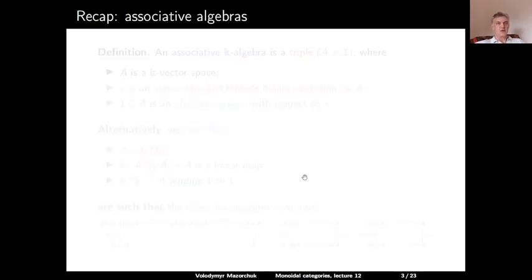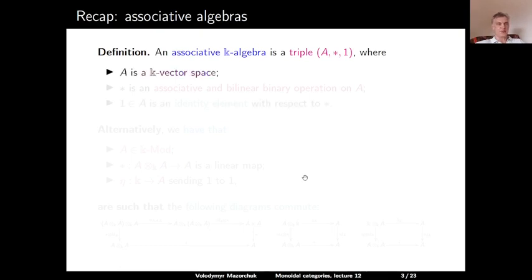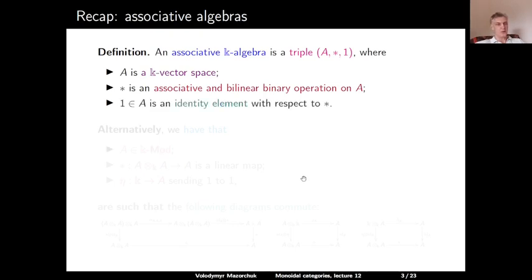Also, recall the notion of an associative algebra over some field K. An associative K algebra is a triple consisting of a vector space A over K, an associative and bilinear binary operation on A, let's also denote it by asterisk, and a fixed element 1 in A, which is an identity element with respect to this operation.